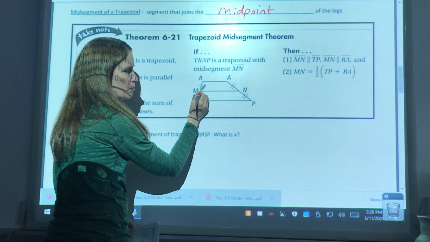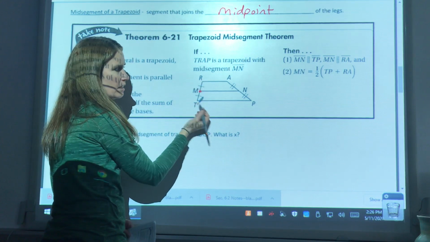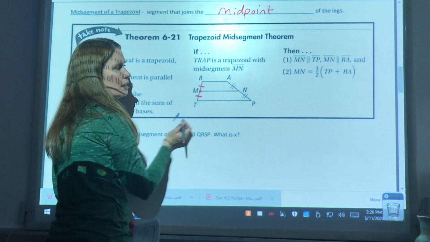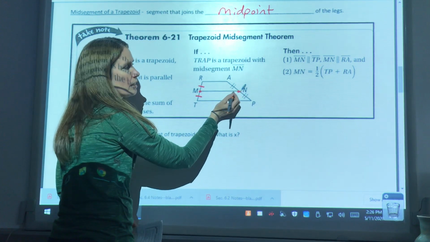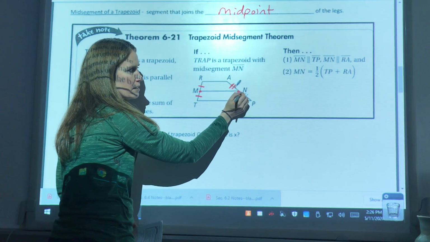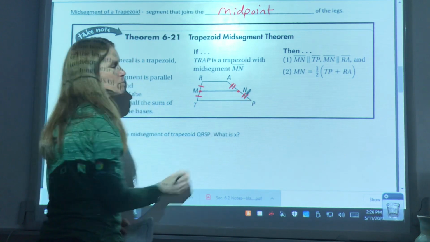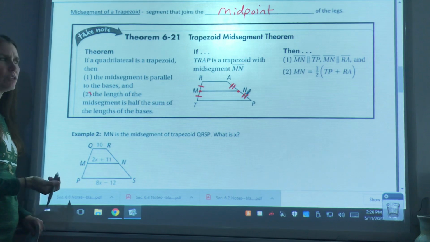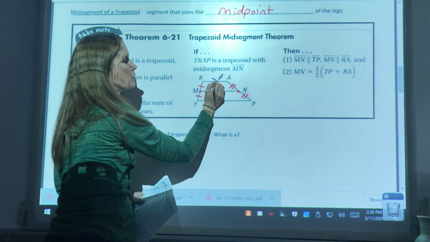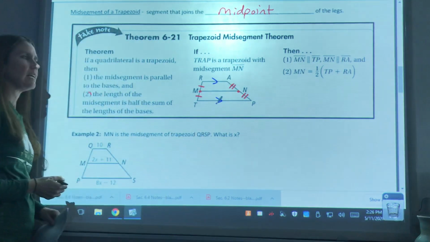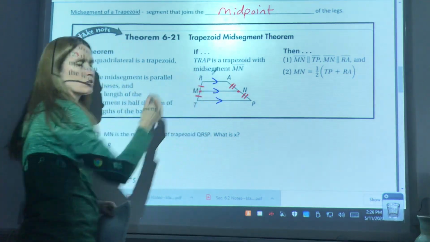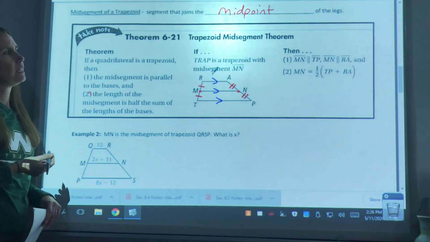This M is the midpoint of R and T, and I know it's the midpoint because this piece is congruent to this piece. N is the midpoint of A and P, and I can tell that because this piece is congruent to this piece. I also know if it's a trapezoid, then the bases must be parallel to each other. And if those are parallel, then the midsegment is also parallel to the bases as well.